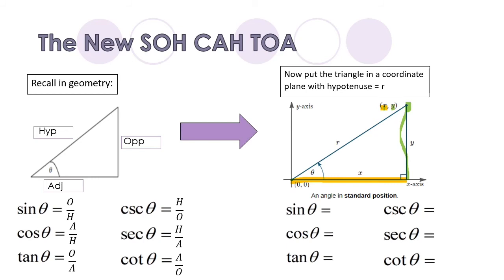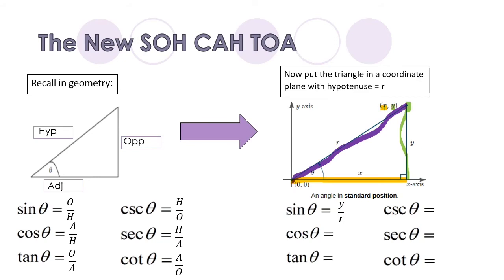So our new opposite is y, and our new adjacent is x. We're going to call r the hypotenuse. The r is going to mean radius, the radius of the circle. So sine, which used to be O over H, is now y over r. It's still opposite over hypotenuse, but we are calling y the opposite, and we are calling r the hypotenuse.